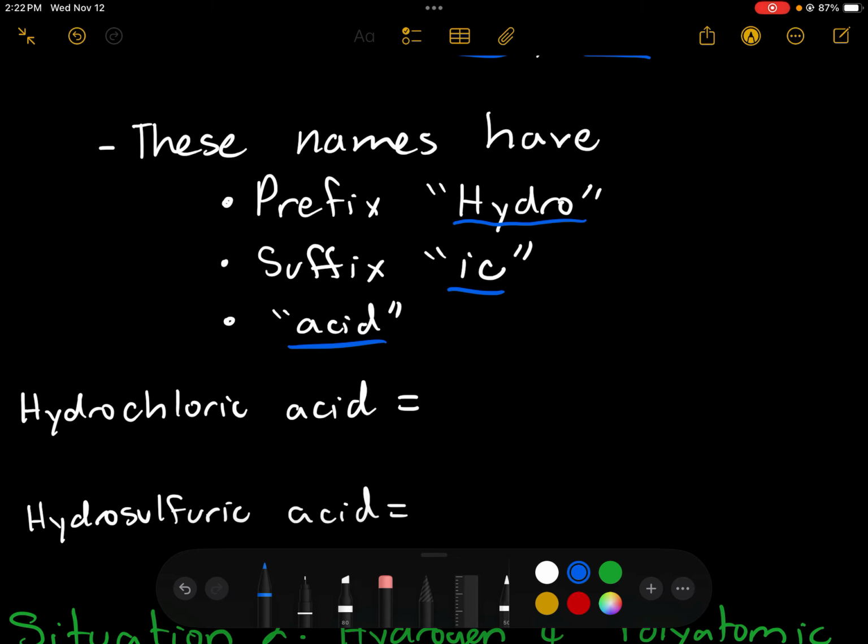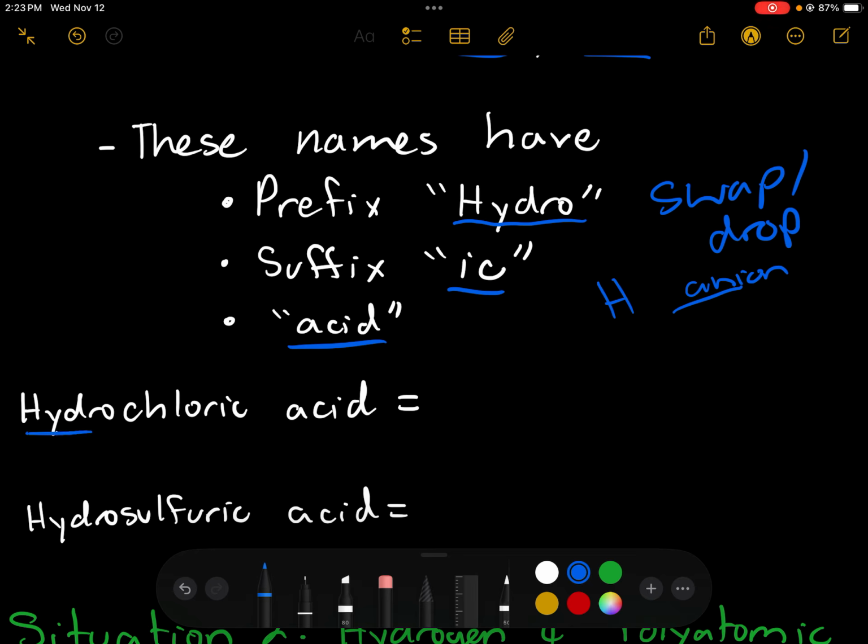In terms of writing that formula out, you need to take hydrogen and whatever the anion is, and you need to use swap and drop. I know that we're used to only using swap and drop for ionic compounds with a metal and a non-metal, but please recall that you can use swap and drop for any compound that contains a cation and an anion. Hydrogen is a cation, even though it tends to bond covalently sometimes. So we're still going to use swap and drop.